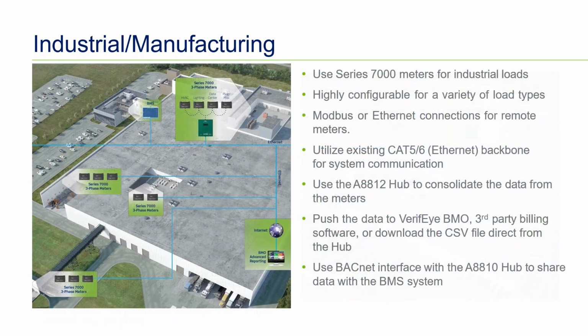Leviton recommends Series 7000 meters for industrial loads because they are highly configurable for a variety of load types and support Modbus or Ethernet connections for remote meters. In campus applications, utilizing an existing Cat5/6 Ethernet backbone for system communication can be a real time saver. An energy monitoring hub is used to consolidate the data from the meters and push the data to BMO, a third-party billing software, or the data may be downloaded directly from the hub in CSV format. Energy data may also be shared with an automation system using the BACnet interface.